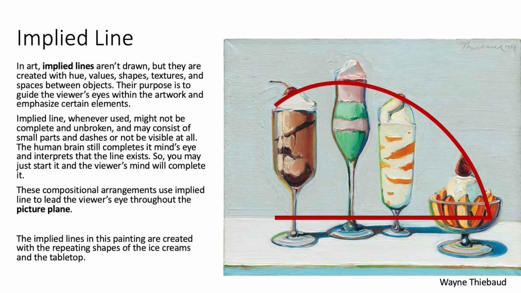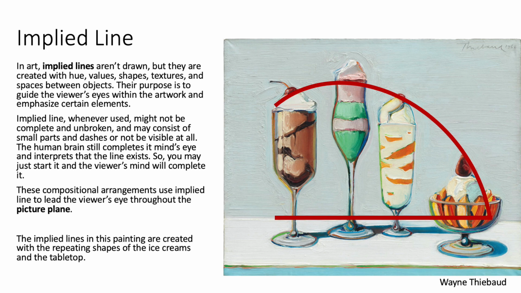An implied line, whenever used, might not be complete and unbroken, and it may consist of small parts and dashes or not be visible at all. The human brain still completes it in the mind's eye and interprets that the line exists. So you may just start it and the viewer's mind will complete it for you.